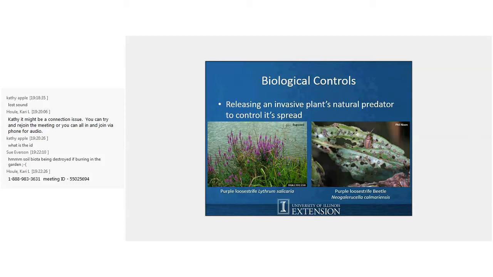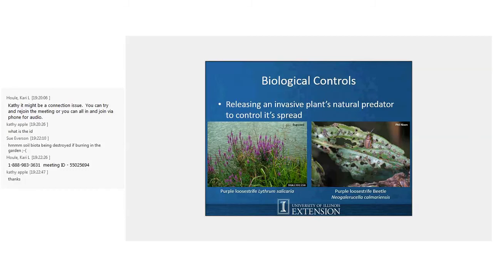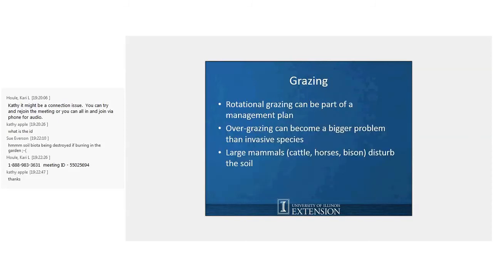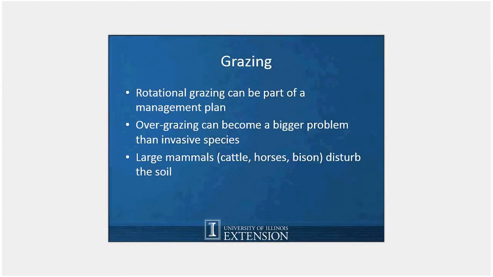But purple loosestrife is still a very, very difficult one to control because it invades primarily wetland areas, and wetland areas can be very sensitive to some of the control options that we need to resort to. Grazing is another option that is becoming more popular, it seems, in the U.S. Rotational grazing can be part of your management plan, and overgrazing can cause a bigger problem than invasive species with all of the large mammals like cows, horses, and people do use bison to graze, but they disturb the soil and they might expose again more weed seed that germinates, and you might have problems with that and erosion.